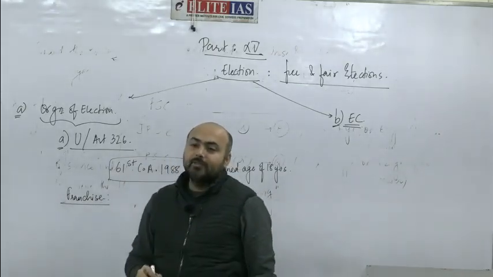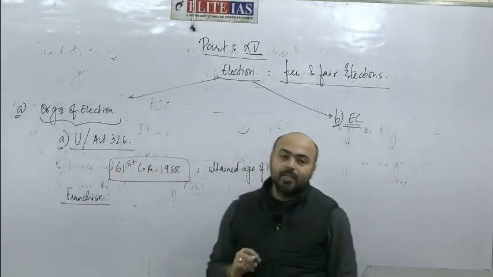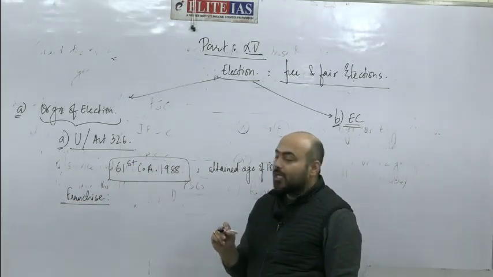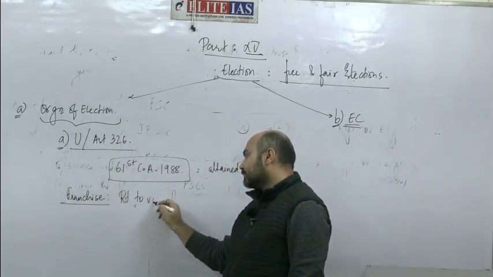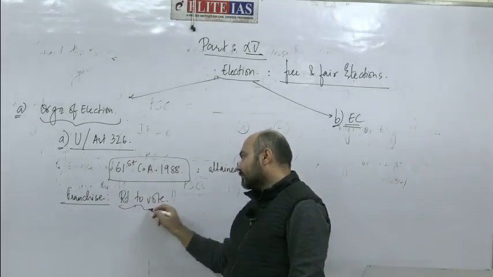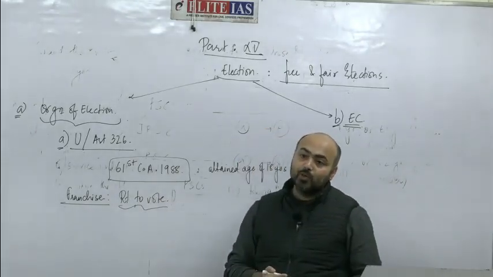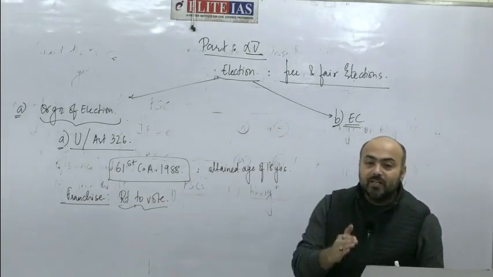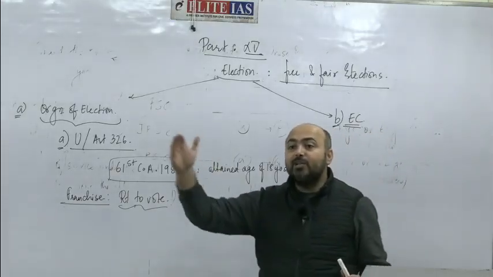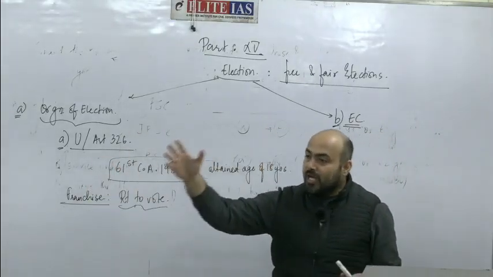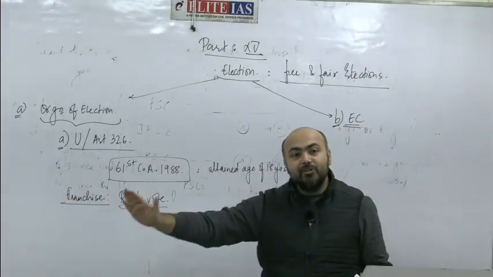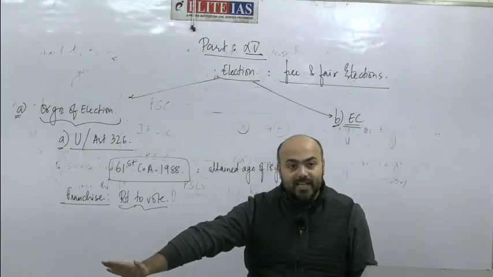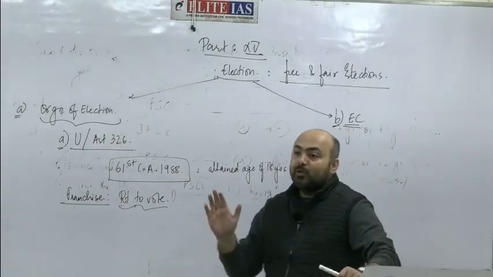Now comes the term franchise. What does this mean? This means the right to vote. Universal adult right to vote. So everyone, without discrimination, any individual who has attained the age of 18 gets the right to vote.